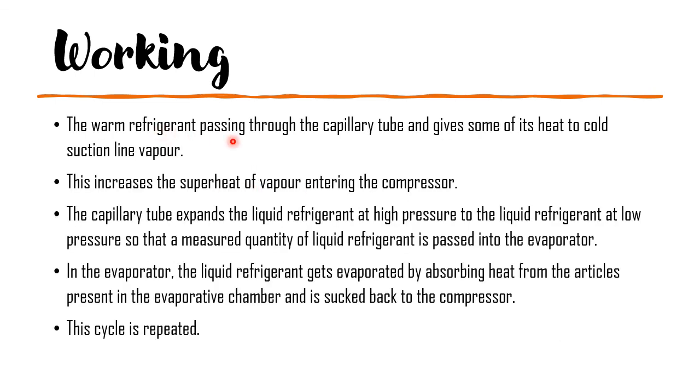Now this warm refrigerant passing through the capillary tube gives some of its heat to the suction line vapor. This increases the superheat of the vapor entering the compressor. So the capillary tube has two advantages: one, it increases the superheat of vapor entering the compressor, and it also allows a measured quantity of liquid refrigerant to the evaporator. In the evaporator, again the liquid refrigerant is evaporated by absorbing heat. The same cycle is repeated. Thank you.